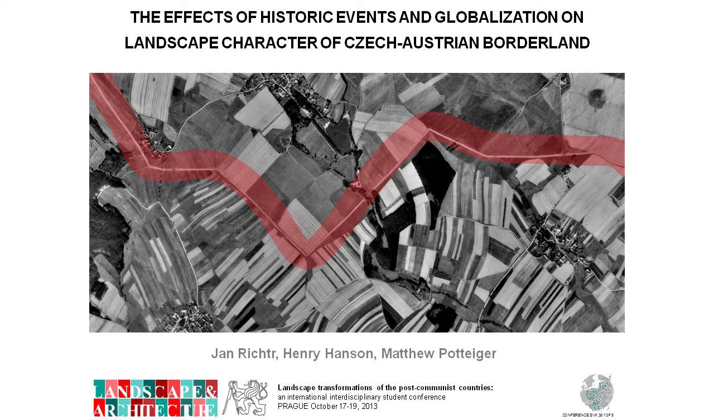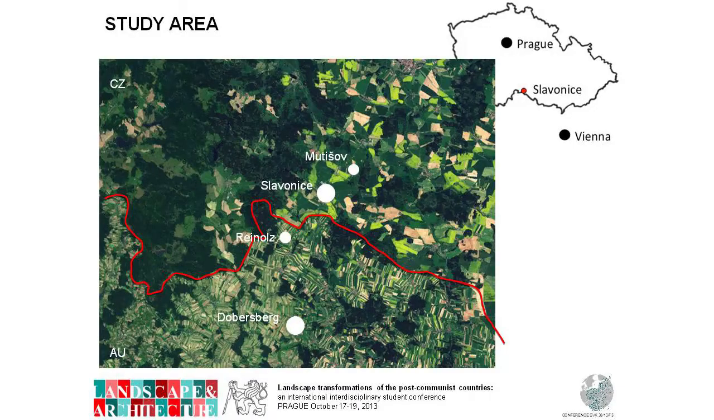Today I'm going to talk about different effects of historic events, social and cultural changes, and also effects of globalization on the landscape character of the Czech-Austrian borderland. Our area of interest was an area around the town of Slavonice in southern Bohemia.